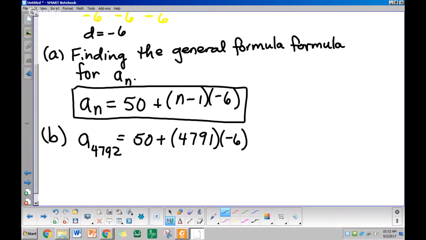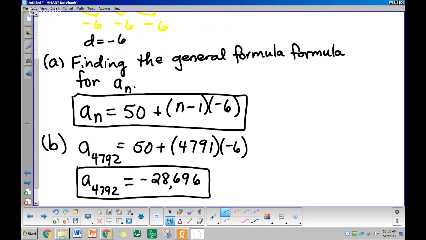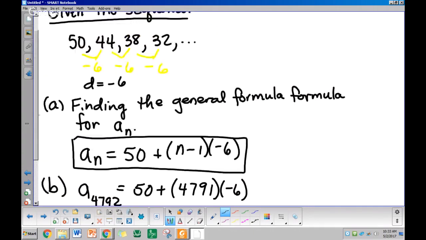So what do we get? A very large negative number: negative 28,696. And what does this physically mean? That means the number in the 4,792nd spot, if we were to go all the way down, a sub 4792 is negative 28,696.